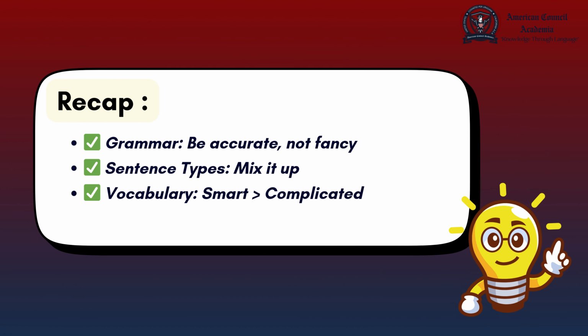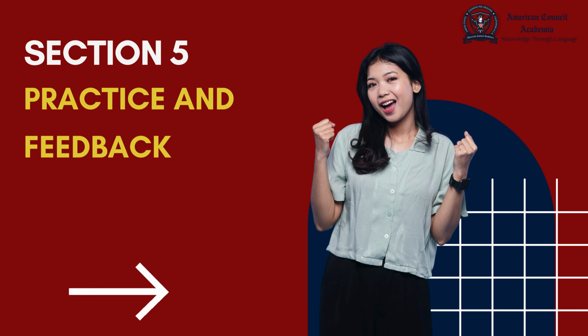A quick recap. Grammar: be accurate, not fancy. Sentence types: mix it up. Vocabulary: smart versus complicated. Now that your grammar and vocab game is on point, let's talk about how to actually level up through practice and feedback, the secret sauce to a Band 7+. Section 5, Practice and Feedback.